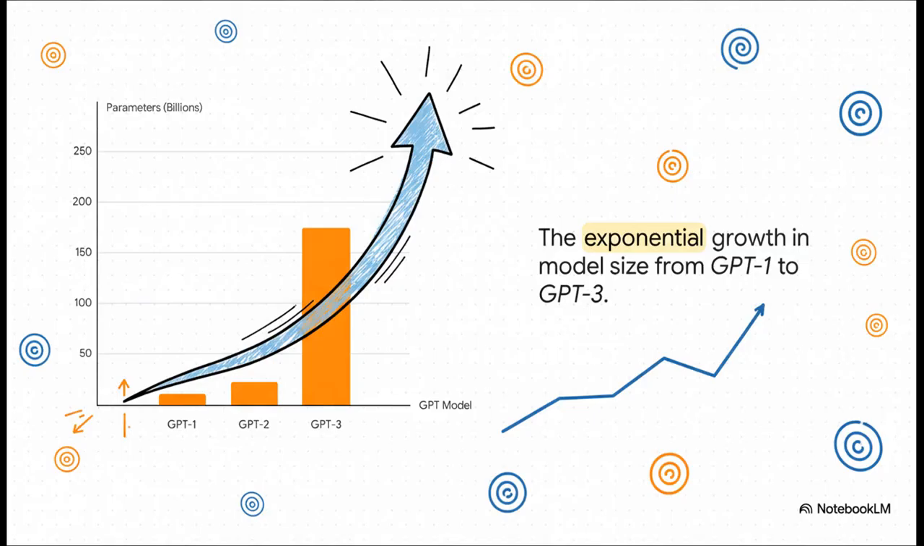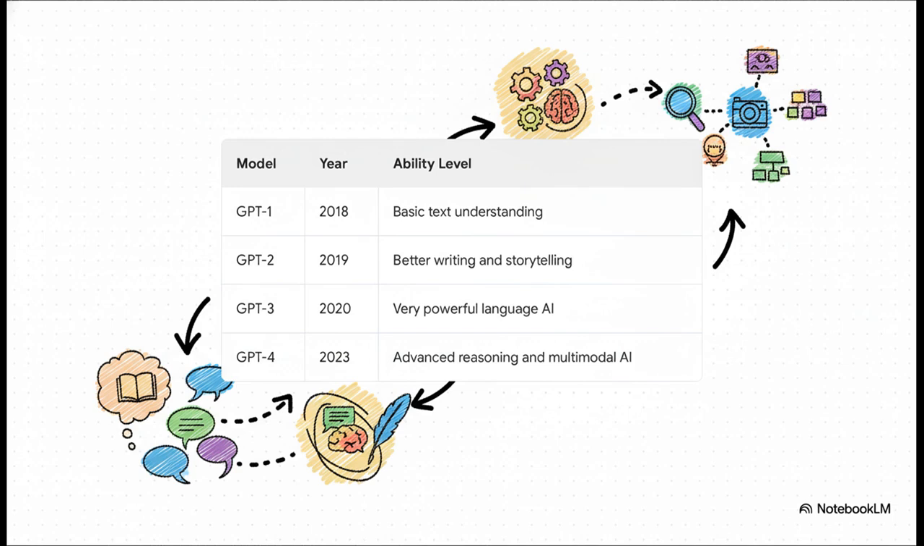And if that timeline didn't blow your mind, this chart will. This shows the growth in scale. Look at that jump from GPT-1 to GPT-2, and then that absolutely astronomical leap to GPT-3. You can't even really see the bar for GPT-1 anymore. It's a perfect picture of exponential growth. So to wrap it all up neatly, this table really tells the whole story. We went from just basic text understanding in 2018 to getting better at writing, to becoming a super powerful language AI, and now to an AI with advanced reasoning that can see and understand images.